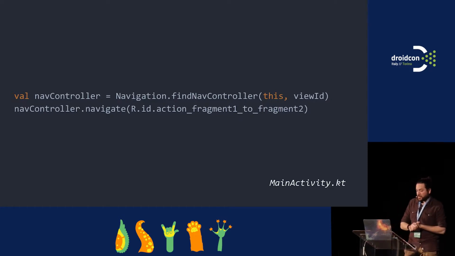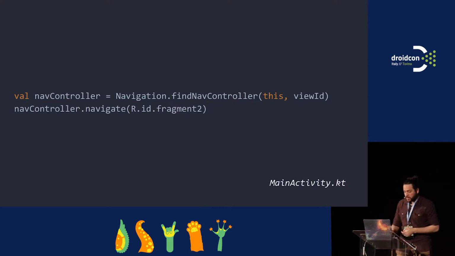So here in this example, on the nav controller, I call navigate, and I give an action, fragment 1 to fragment 2. So I'm in fragment 1, and I want to go to fragment 2. But I can also just give a destination. In this case, I give the ID of the fragment I want to target, the ID from the nav graph.